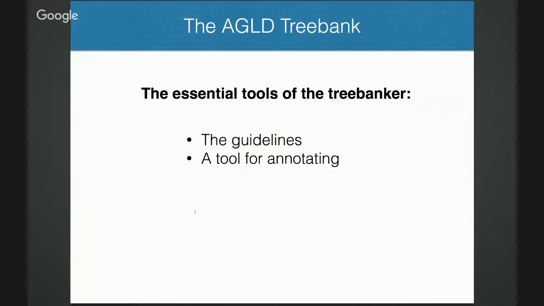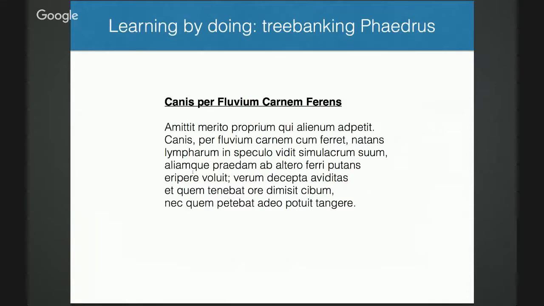And then, of course, you also need a tool for annotating. For example, in Leipzig, we have Arethusa, and this is the tool that we are going to use to annotate our sentences also now. Here is an example, a simple fable by Phaedrus. If we wanted to tree bank it, please just a second, I need to share my screen.